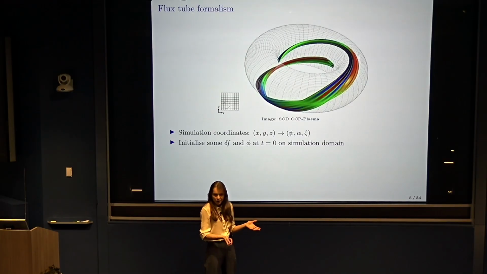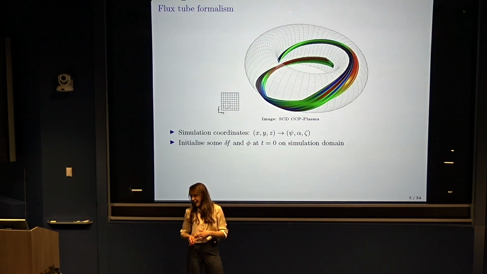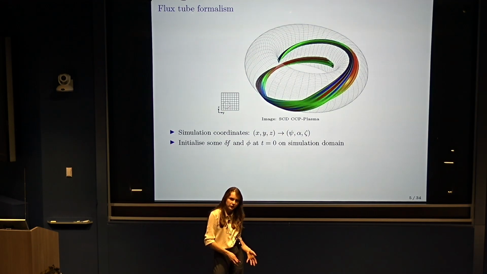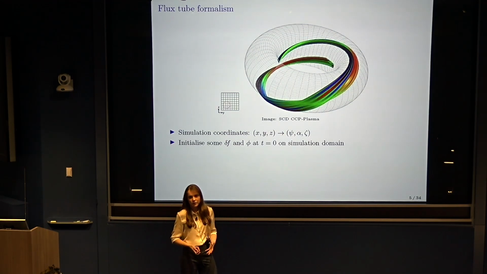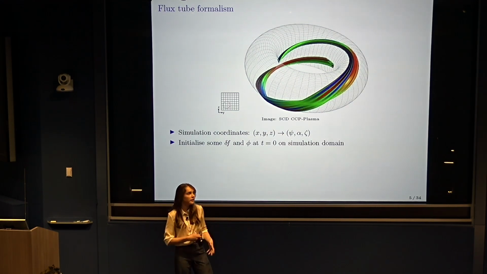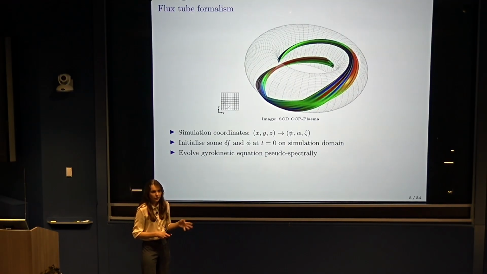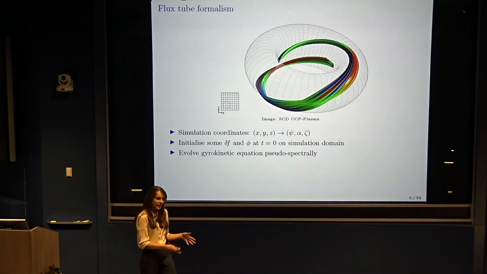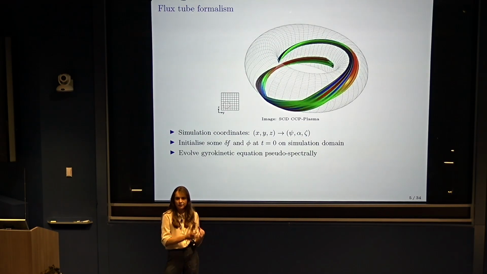So how do we do this? It's exactly the same as in real space. I need to initialize some distribution function at time equals 0, and I'm going to allow it to evolve under the gyrokinetic equation. However, in these types of codes, often we're going to do this in Fourier space. So I'm going to take my gyrokinetic equation and Fourier transform it in the perpendicular direction to the magnetic field, so that's in the radial and binormal directions.